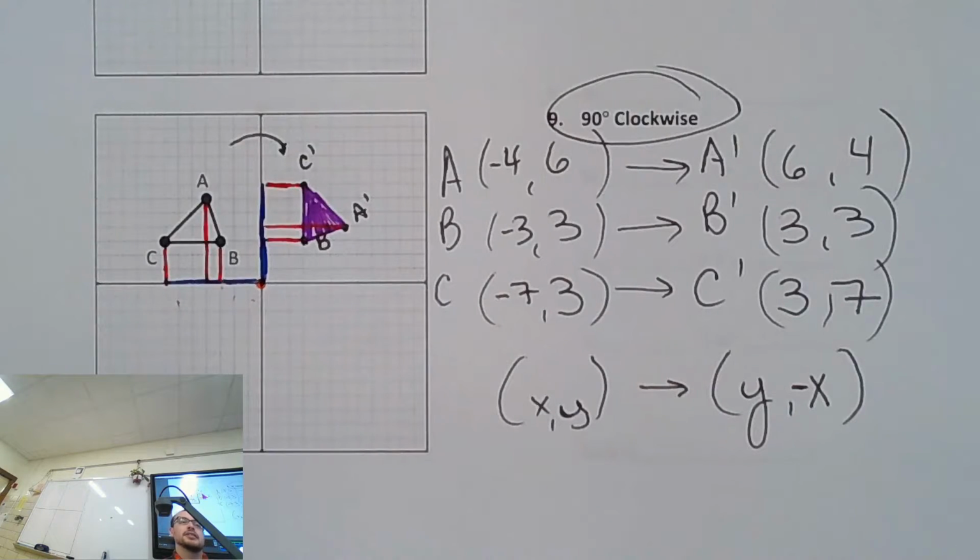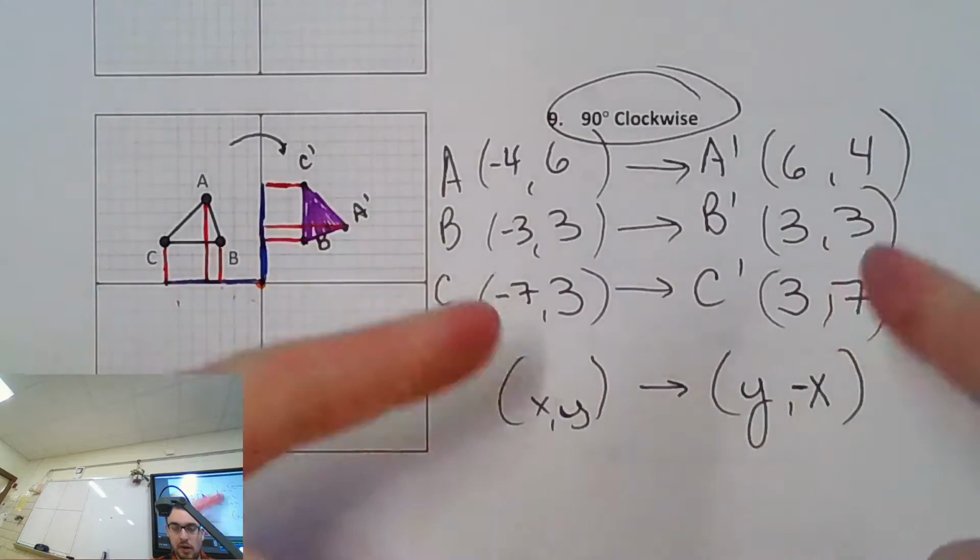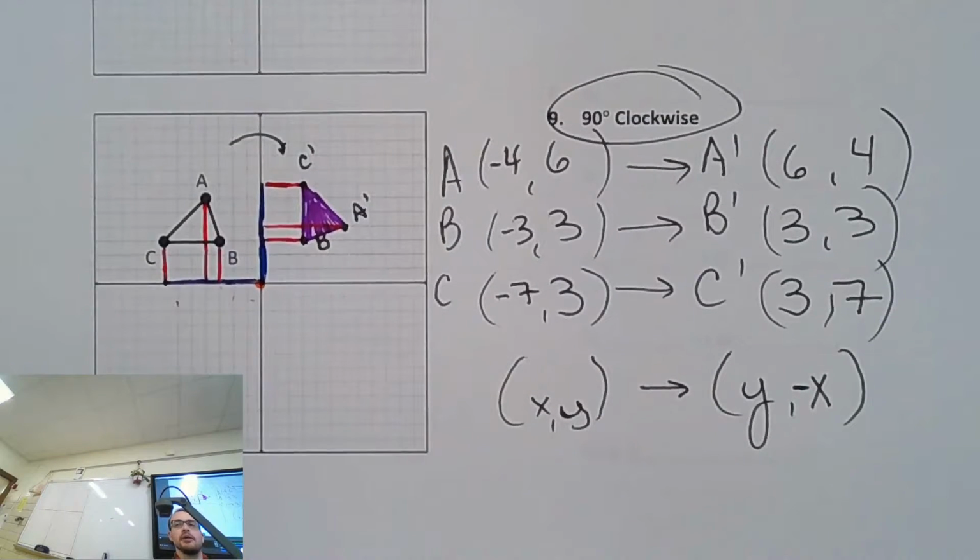Now the question is, why is that the rule? Well, because that's how it worked, right? No. Explain. Why did that make sense? Because 2 negatives. Did you flip it over the axis? No. That's for reflections.